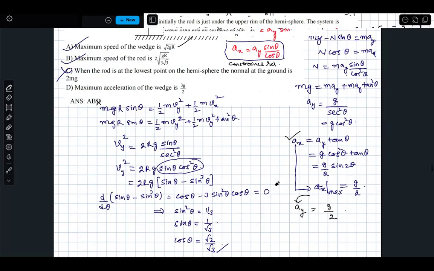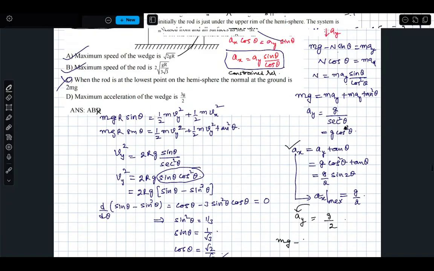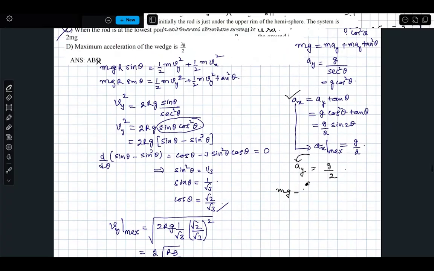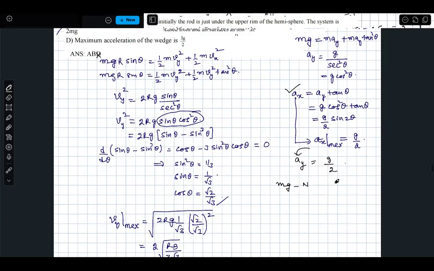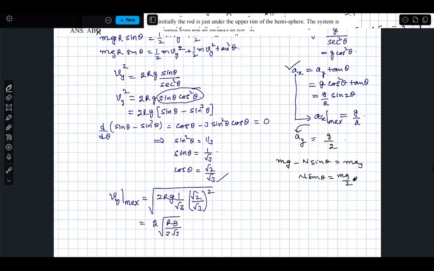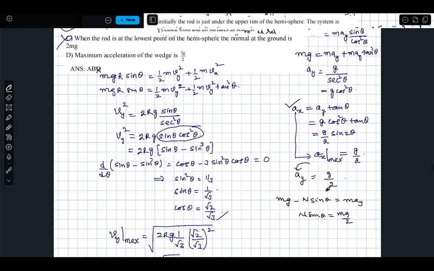So in our formula, mg minus acceleration, normal reaction part I am finding. Normal reaction part: N sin theta is m a_y. So N sin theta is mg minus mg by 2. This is mg by 2. So if N sin theta is mg by 2, even N cos theta is also mg by 2. That time, the normal component on the wedge is also mg by 2.